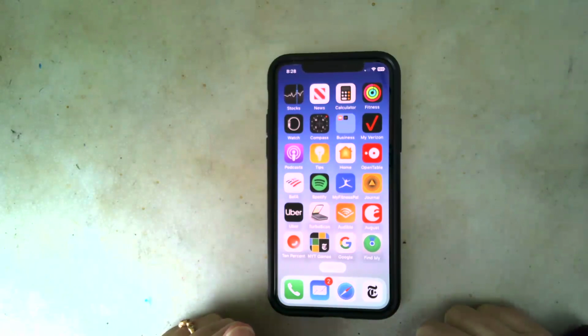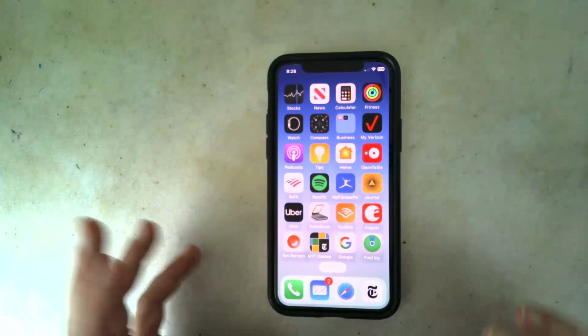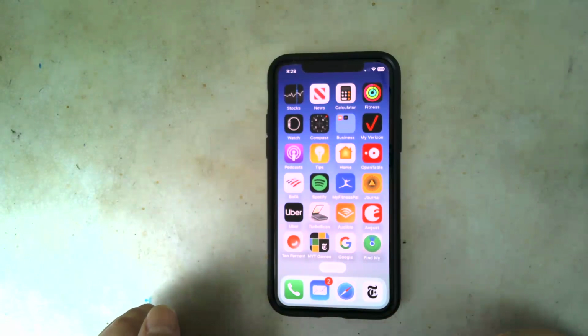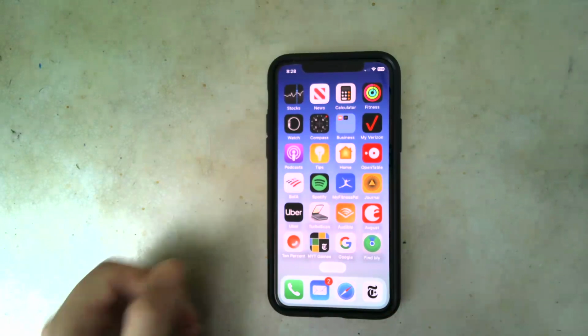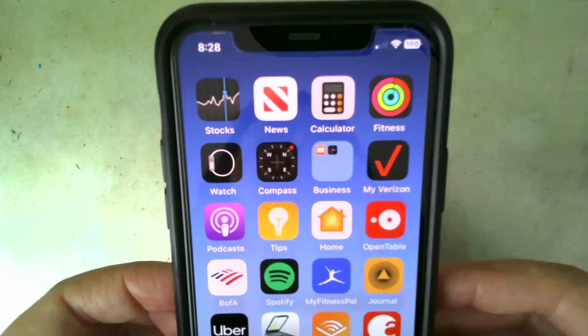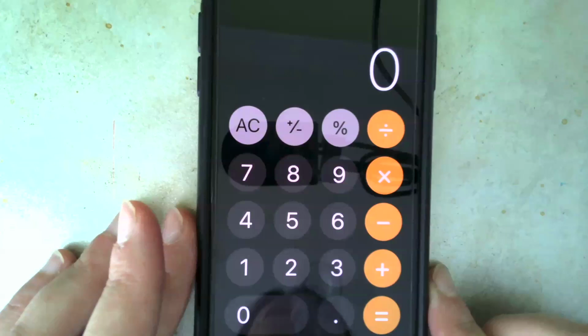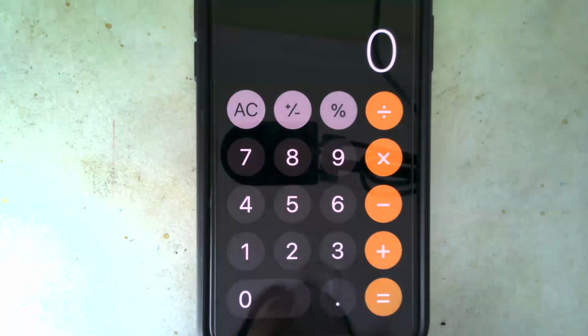Today we're going to take a look at how you do sine, cosine, tangent, and inverse sine, cosine, tangent on your calculator on your iPhone. So first of all, this right here is your calculator button. So we'd start with that. So here's our calculator, and these are our basic functions.